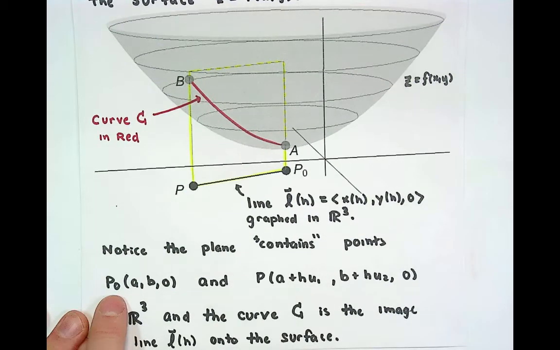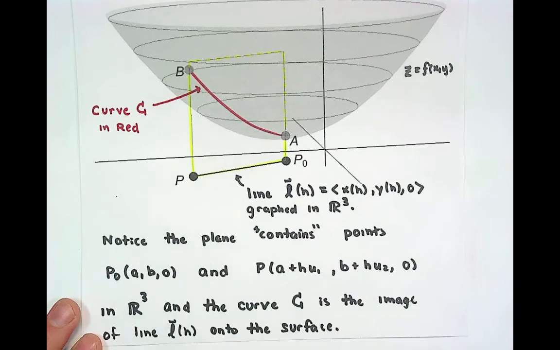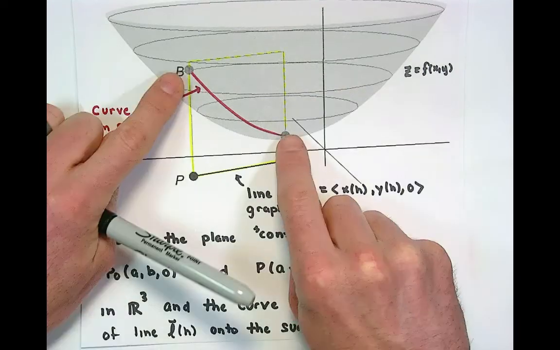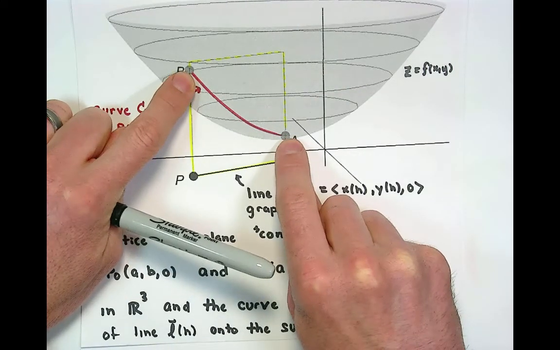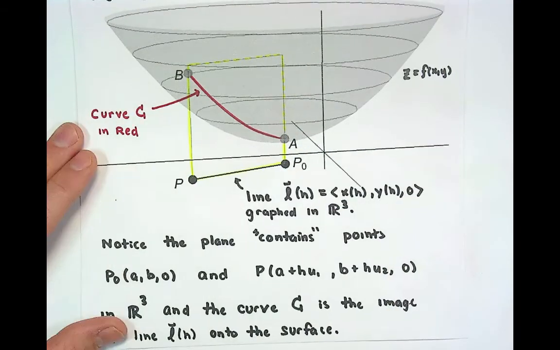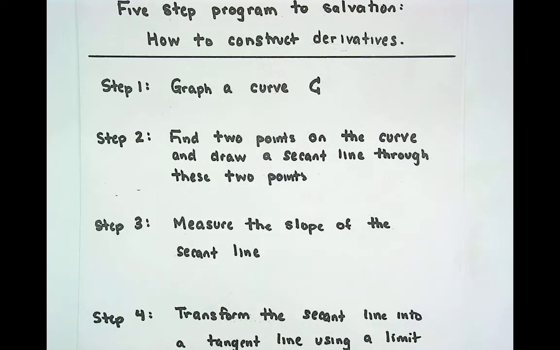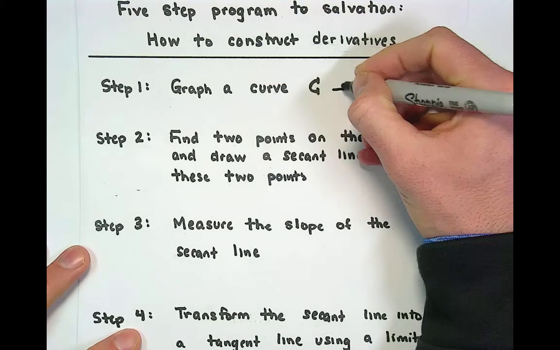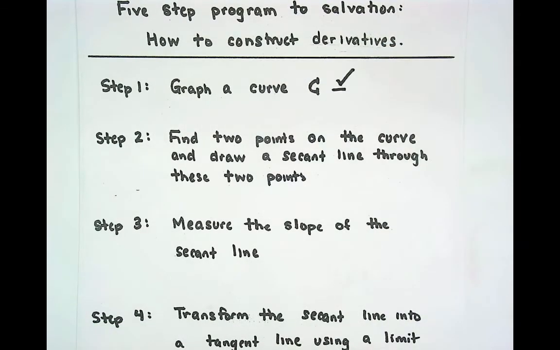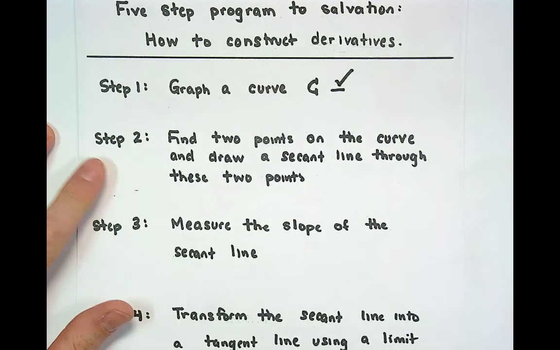So the plane contains the points P naught, (a, b, 0), and P of (a plus hu1, b plus hu2, 0). These 2 points are in R3, and when we project those up, we get the images of those onto the surface, and then the curve connects those images. This is quite beautiful because it allows us to say, hey, we have now constructed a single curve upon which we're going to place some points to find a secant line. Okay, let's go on to step 2.